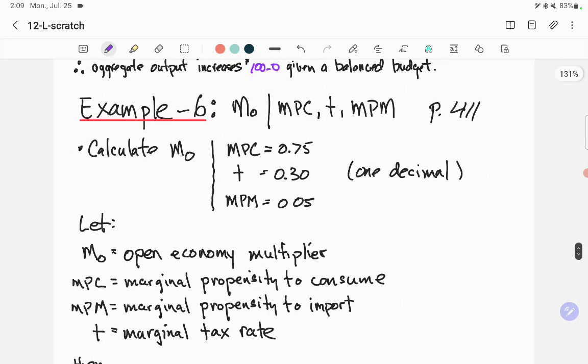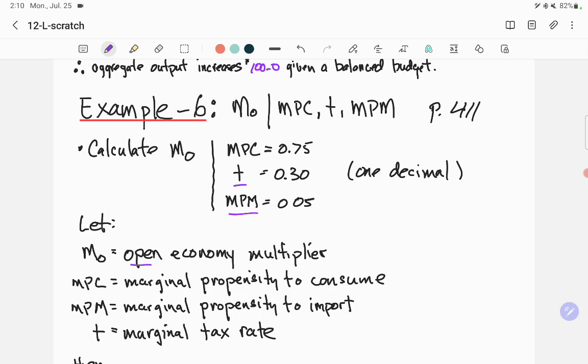Example six. Calculate, I put an O here for the open economy multiplier. So far, we've only looked at a closed economy where we're only concerned about the multiplier with respect to the consumption habits of the people of the economy. Here, we're going to take into account the marginal tax rate, T, and the marginal propensity to import. There's no questions except for this one. Maybe a true and false one on taxes and how they affect spending.